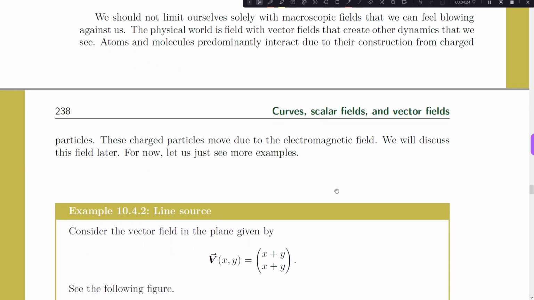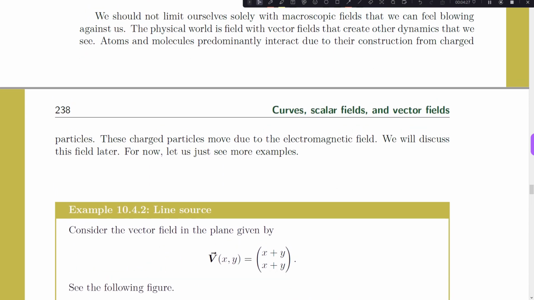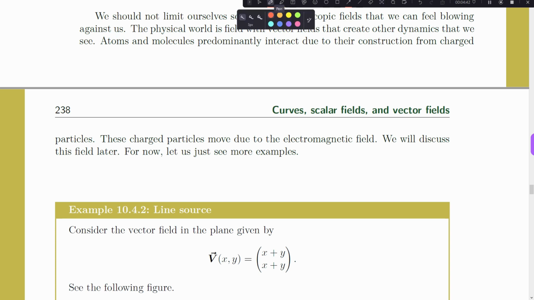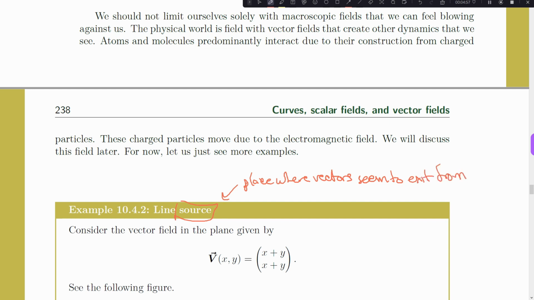All right, let's look at another example. This one's called line source. What does that mean? The word source has a very specific meaning when it comes to vector fields, and line just describes the shape of that source. So a source, when we're talking about vector fields, is a place where vectors seem to exit from. Okay, and this is just in quotes, right? Seem to exit from. They don't necessarily have to be exiting from the source, not causally linked, but it looks like it. It's observed to be that case.